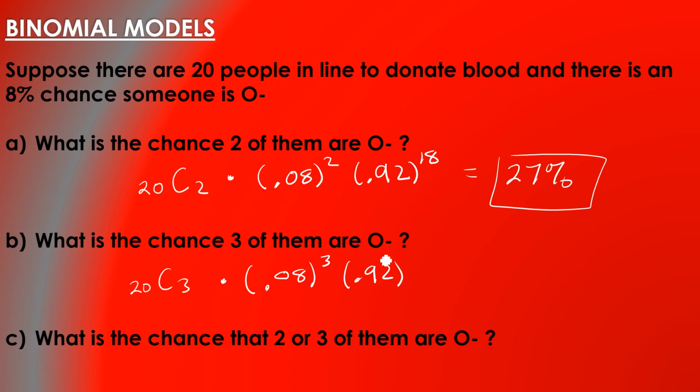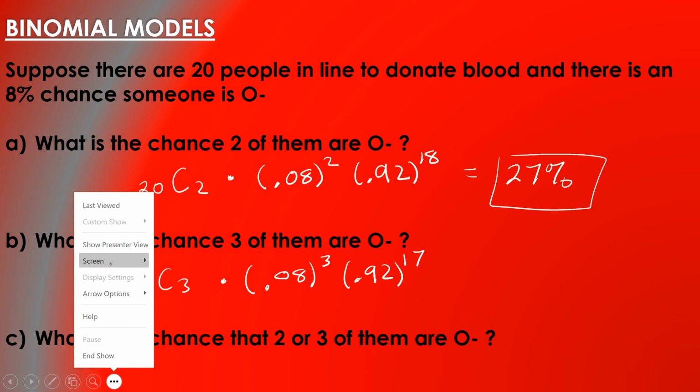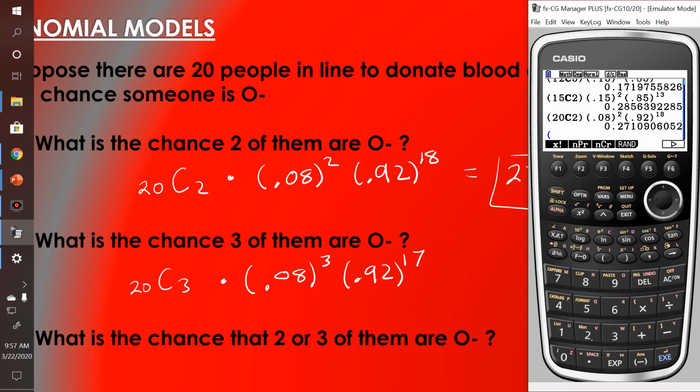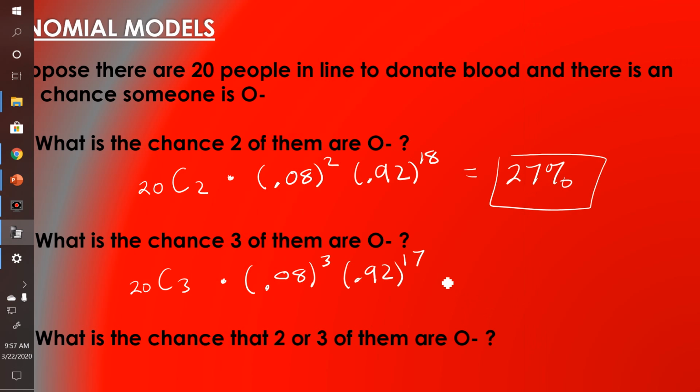What do you think? Does the chance go up or down? We'll find out here shortly. Wish this would just stay up, but that's okay. 20 choose 3, 0.08 to the third, 0.92 to the 17th, 14%.